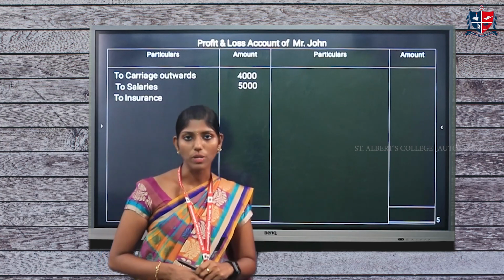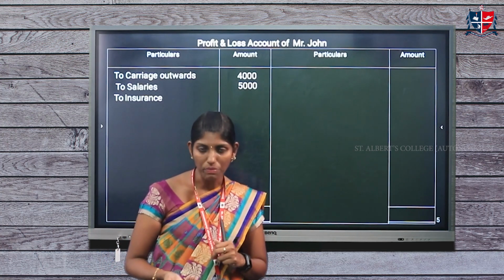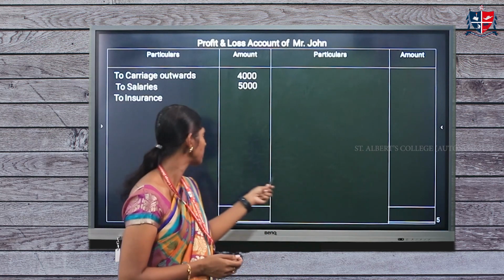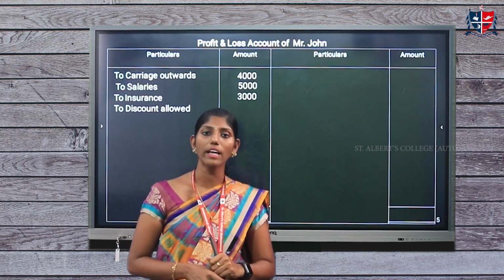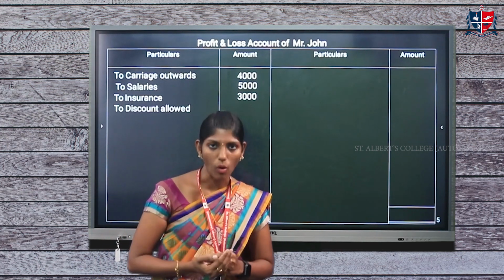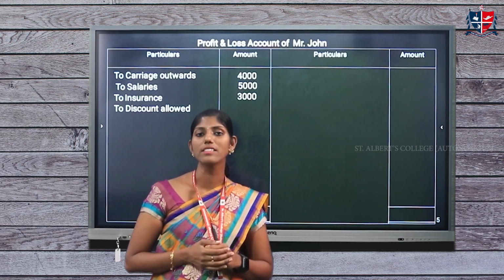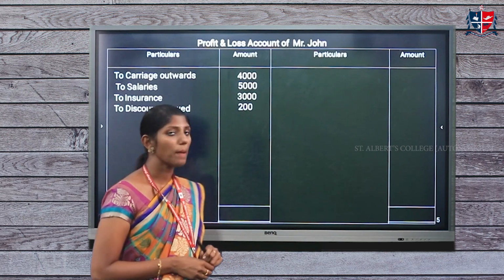Next item is insurance. If we are paying the insurance premium monthly or annually, that should be debited in the profit and loss account as an expense. Next item is discount allowed. If we are selling a product, we will provide some discount to the customers. That is known as discount allowed. It is an indirect expense. The amount is 200.